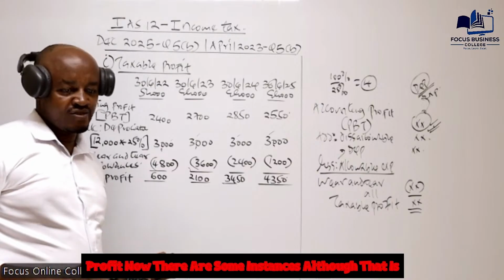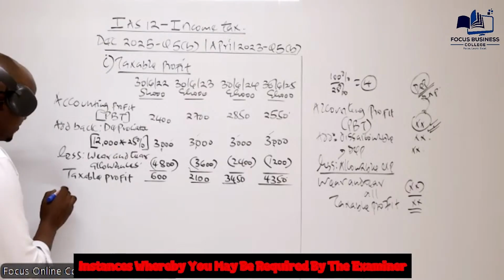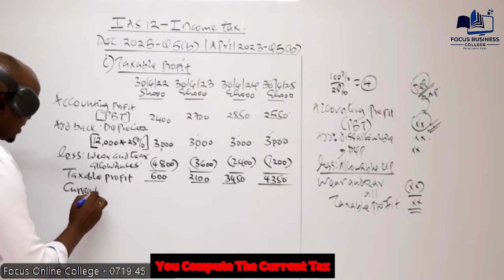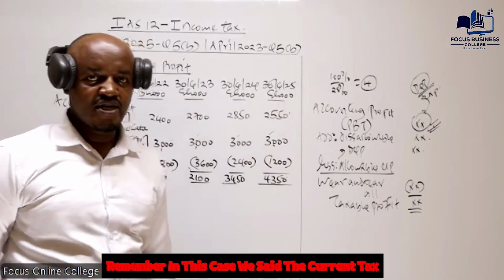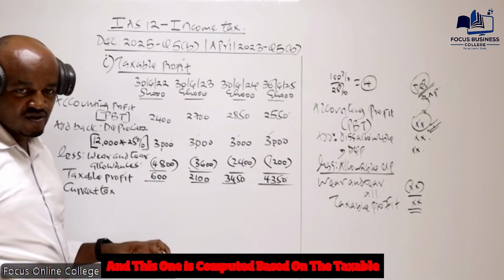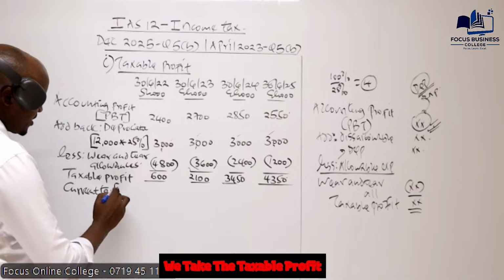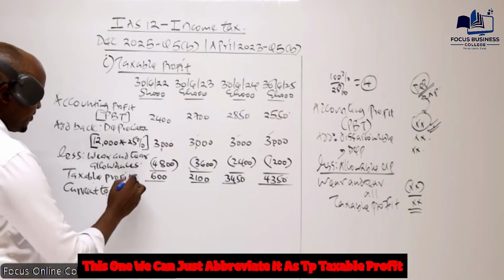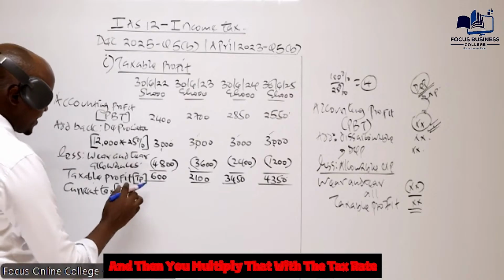Now, although that one is not required in our question, there are some instances whereby you may be required by the examiner to compute the current tax. Remember, the current tax is the actual tax to be paid by the company, and it is computed based on the taxable profit. So we take the taxable profit, abbreviated as TP, and multiply it with the tax rate.